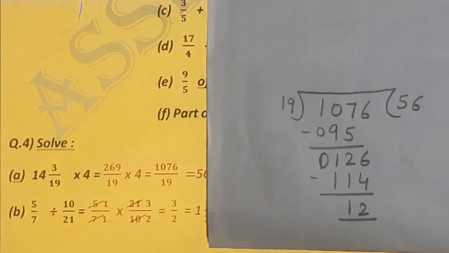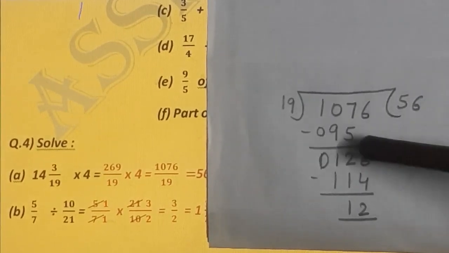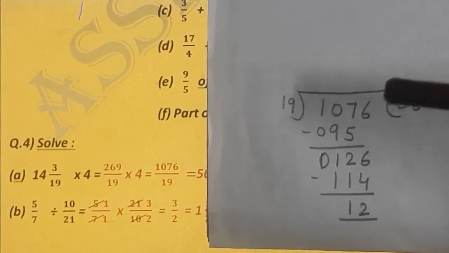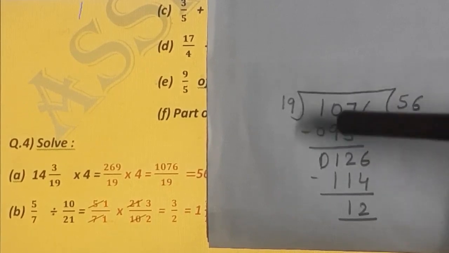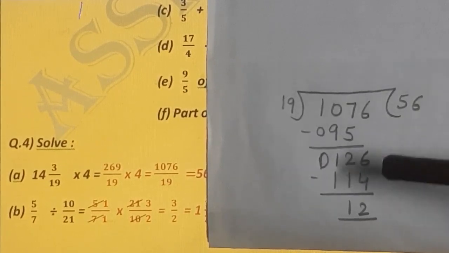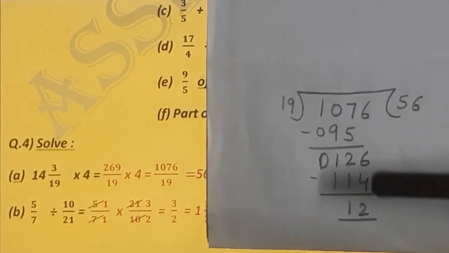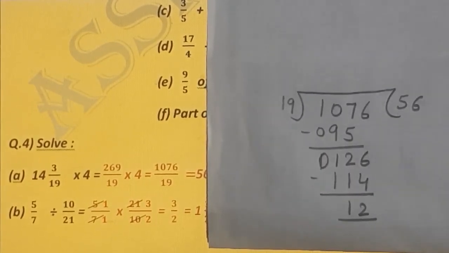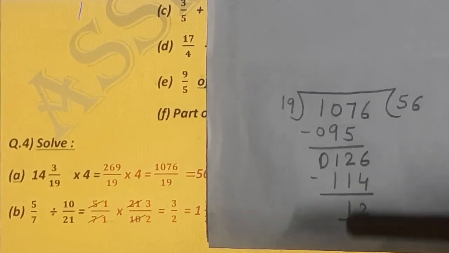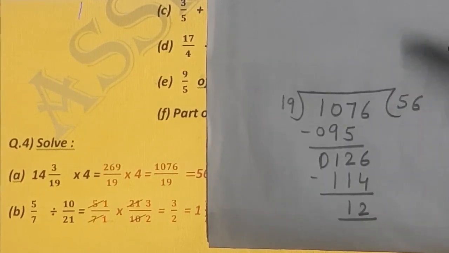1076 divided by 19. 19 5s are 95. Then 7 minus 5 is 2. 10 minus 9 is 1. Now you will take 6. 19 6s are 114. 6 minus 4 is 2. 2 minus 1 is 1. So your fraction has now become the mixed fraction 56 whole 12 upon 19.